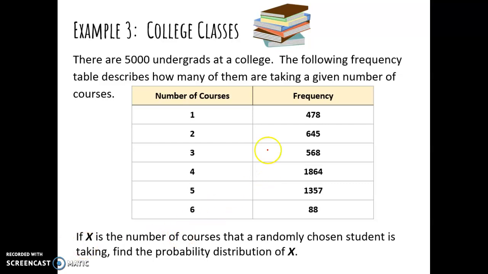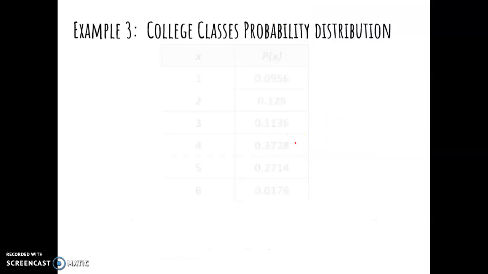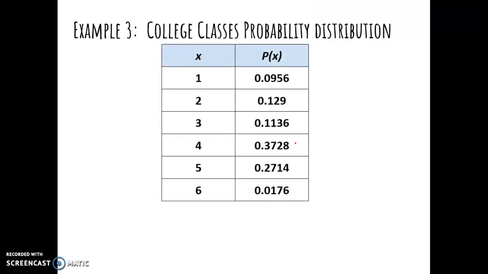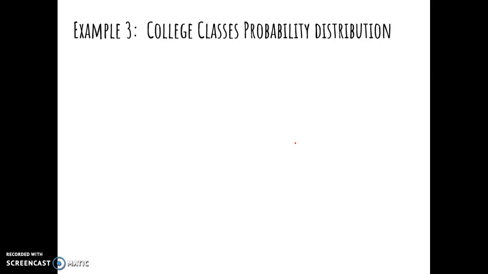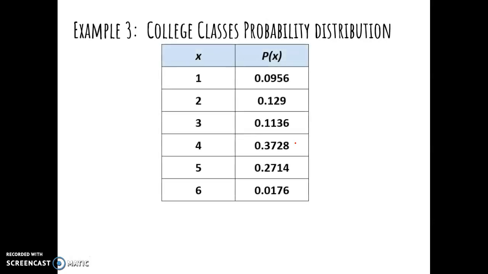Okay, so to find the probabilities, you need to add up all of these numbers and get a total, which should be 5,000. Then you would take each of these numbers. What's the probability that you choose a student that's taking one course? That would be 478 out of 5,000. The probability of 2 courses, 645 out of 5,000, and so on and so forth. So your resulting probability distribution, dividing each of these frequencies by 5,000, gives us the following.